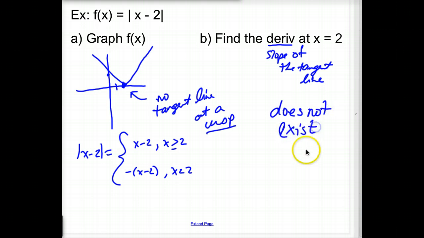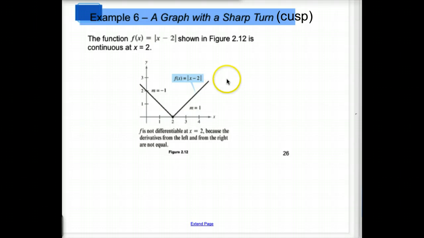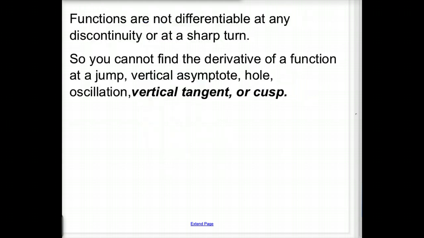Here's the first example of where a derivative does not exist: at a sharp turn. A graph with a sharp turn is not differentiable. Remember, we talked about that was coming up. So graphs are not differentiable at cusps. So you can never find the derivative at a cusp. Functions are not differentiable at any discontinuity. So think about what we know for our discontinuities. What are the discontinuities? Jumps, holes, oscillations, vertical asymptotes. So functions are not differentiable at any of those places that have a discontinuity.